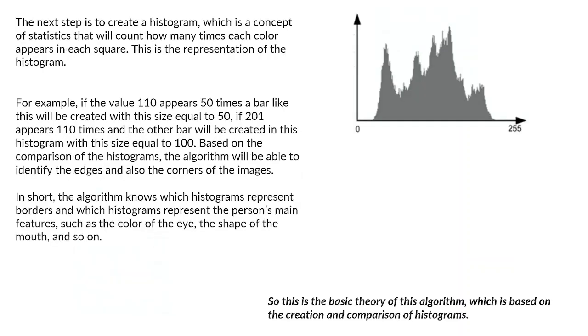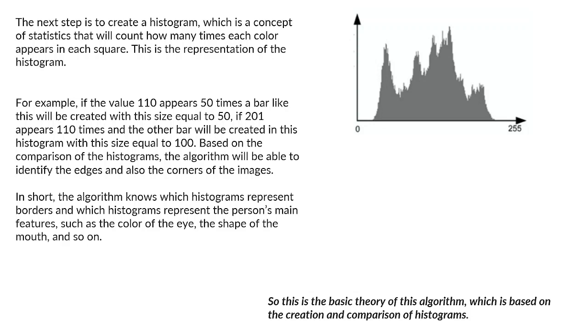Now this was the part of the matrix. Our next step is to create a histogram. This is a concept of statistics which counts how many times each color appears in each square. The bar representation you can see on the right hand side of my screen is the representation of a histogram.